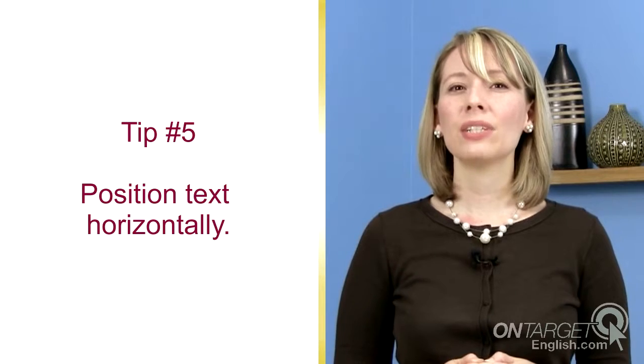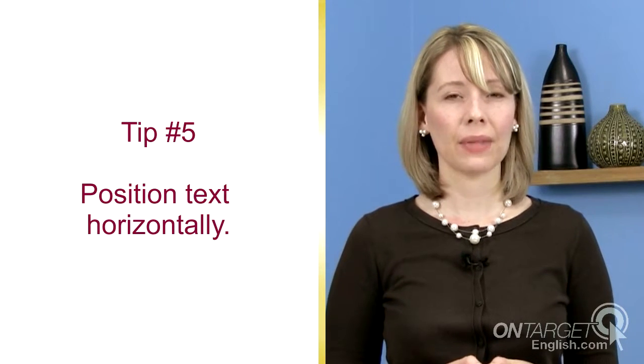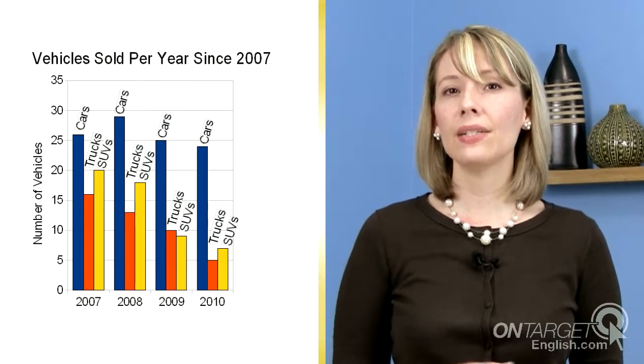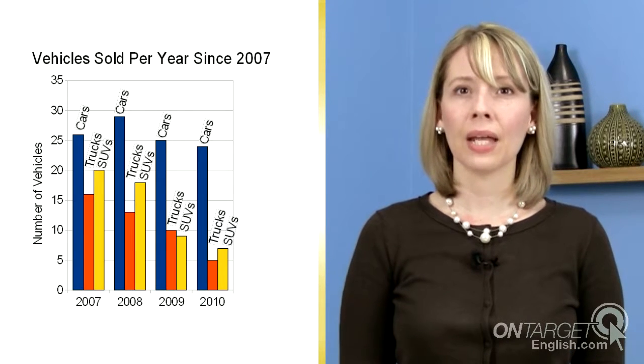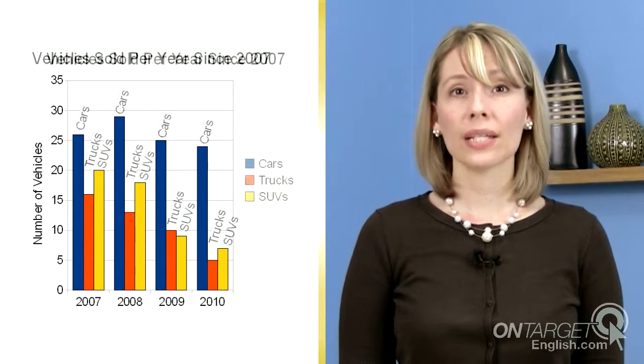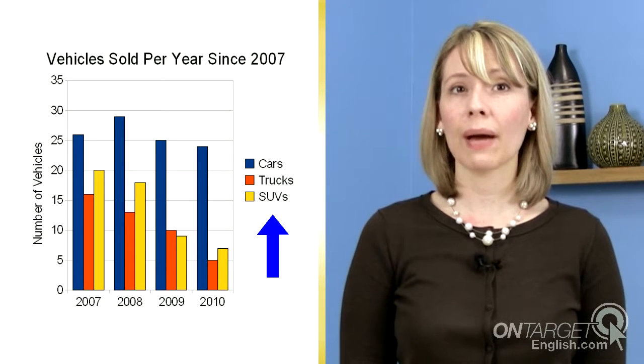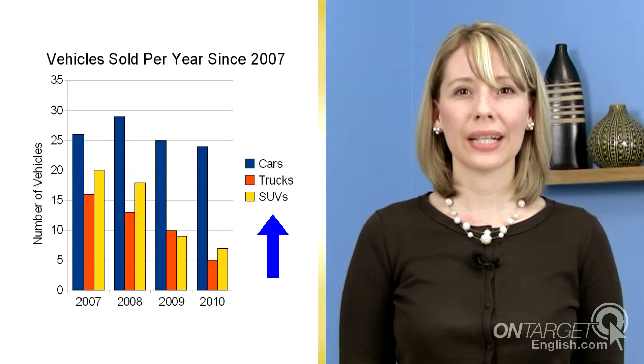Fifth, position text horizontally. In an attempt to fit labels into this grouped bar chart, the creator placed them diagonally. A legend that supplies horizontal text and labels bars by color can keep your chart clean.